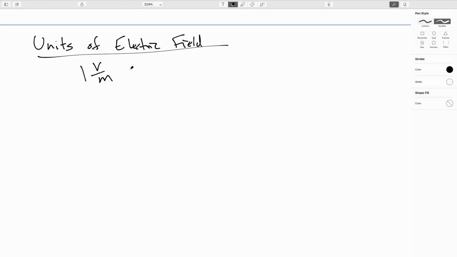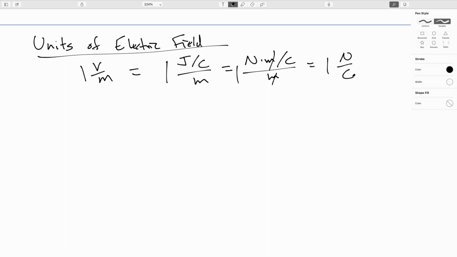Okay. So we said a volt is a joule per coulomb. So we have a joule per coulomb per meter. A joule is a Newton times a meter, per coulomb per meter. So we're left with this being indeed a Newton per coulomb, as advertised. So both units get used, but in working use, physicists usually say volt per meter.